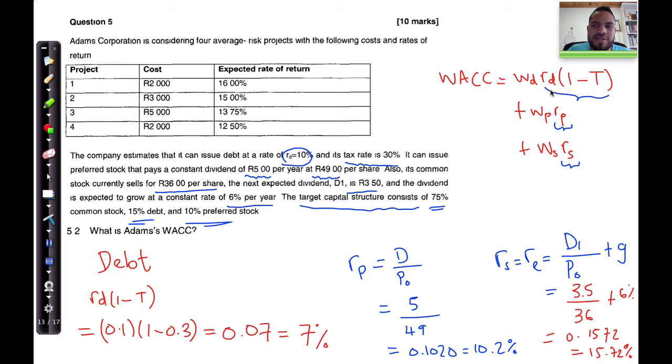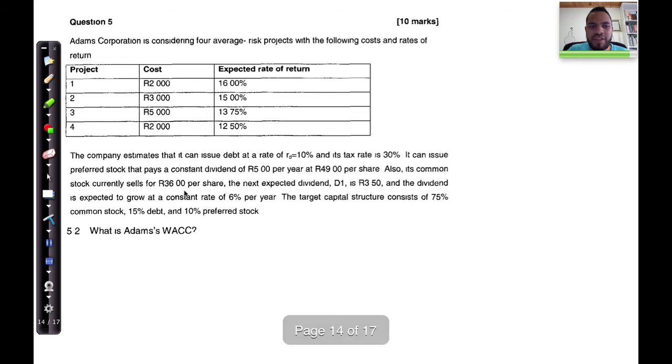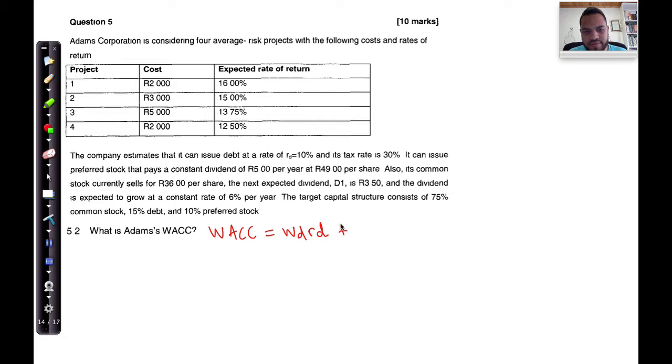So the only thing we need to do now is complete this formula by multiplying by the weights. So let's write that out and get this going. We can clearly see that the WACC is equal to the weight assigned to debt multiplied by RD, plus, what am I missing?